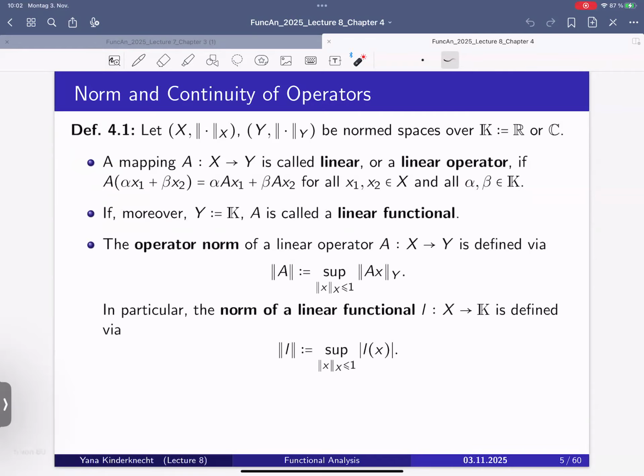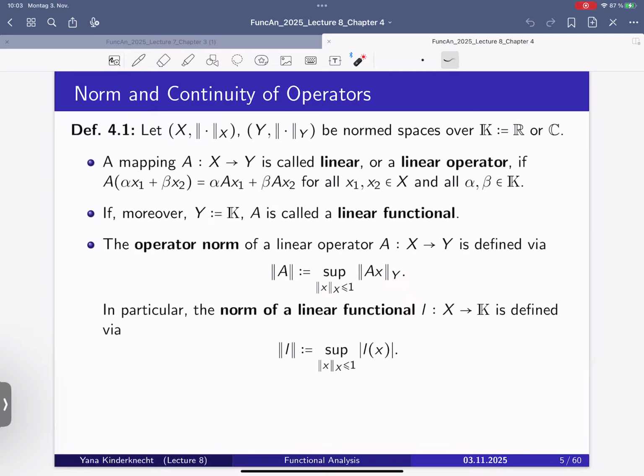The operator norm of a linear operator A from X to Y is defined via the following identity. The operator norm, I will only denote it as just norm without this word op. So the operator norm is the supremum over all x in the closed unit ball around 0 in the space X, of the norms of the applications A to x, the norm of course in Y.